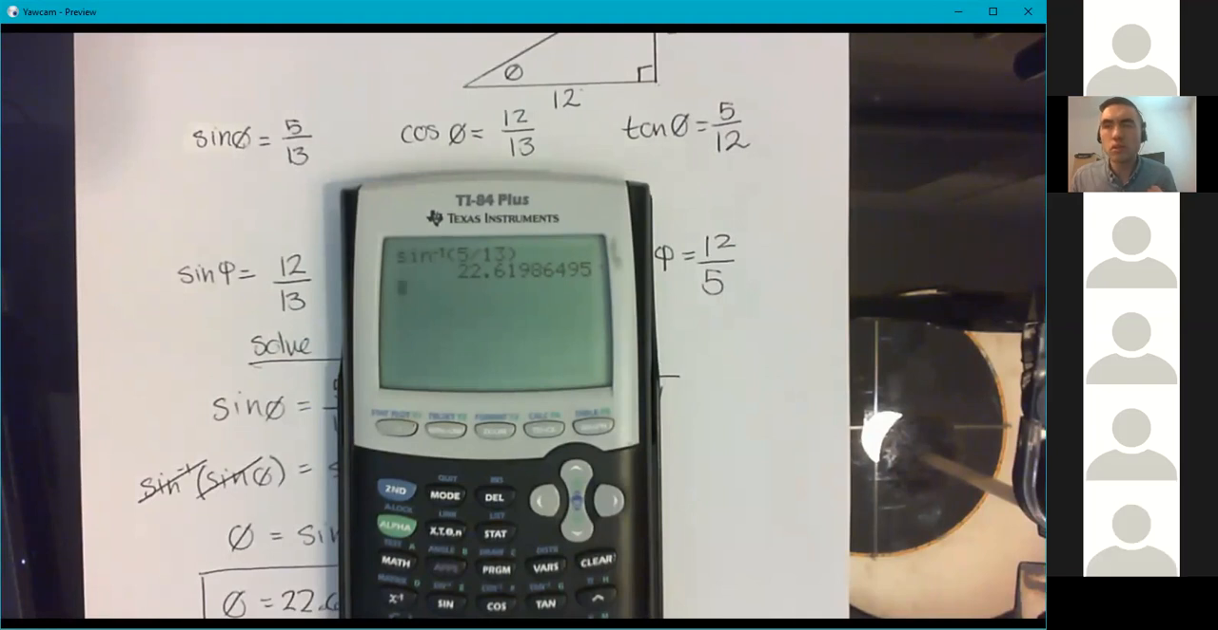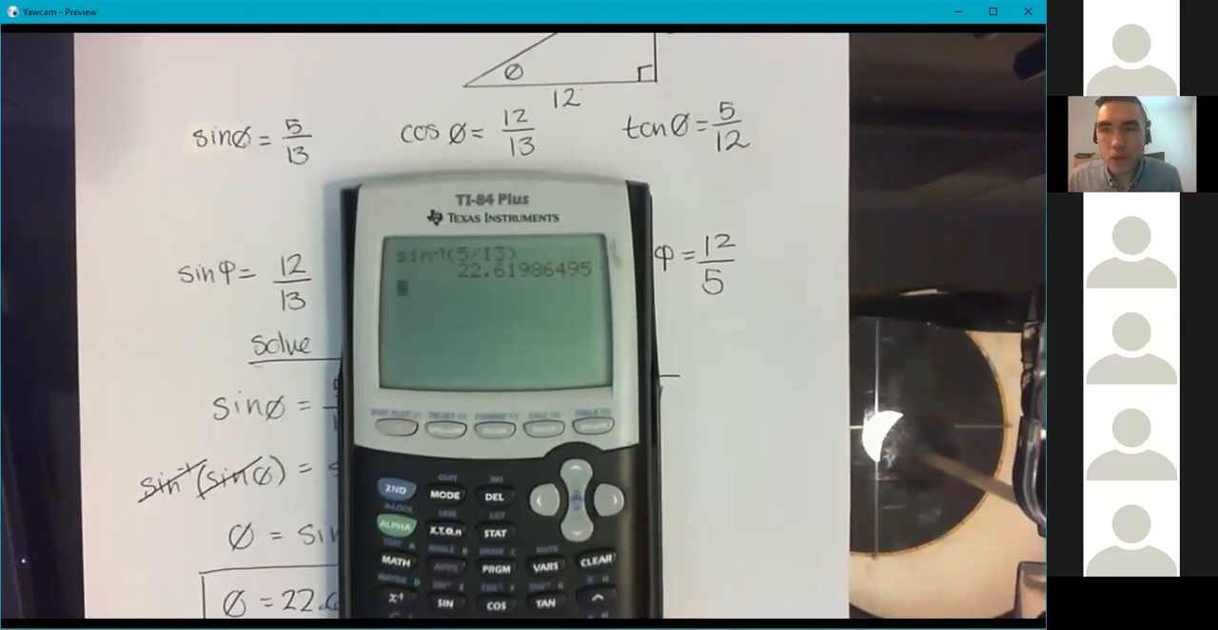Yeah. So for writing the answer, can we do theta is approximately, or do we just use equals? That would be the most correct way to write it. But I won't make you do that. To say it's approximately equal to would be the most correct way because we rounded.